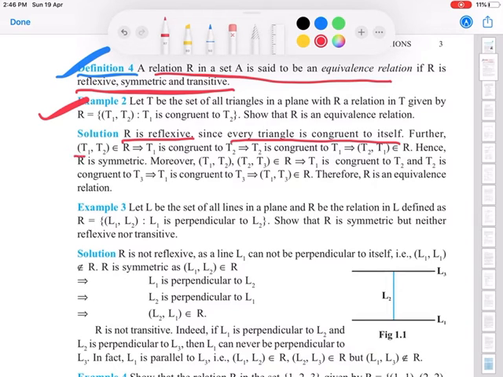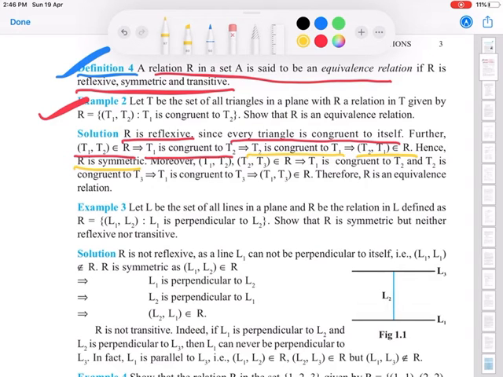Now we also know that (T1, T2) belonging to R means that T1 is congruent to T2. If T1 is congruent to T2, that will also mean that T2 is congruent to T1. Why? Because if a triangle is congruent to another triangle, both of them are the same with respect to everything, their angles, sides, everything is going to be the same. So (T2, T1) will belong to R, and therefore R is symmetric also. That means if the first triangle is congruent to the second triangle, then the second triangle will also be congruent to the first triangle, and therefore the relation is symmetric.